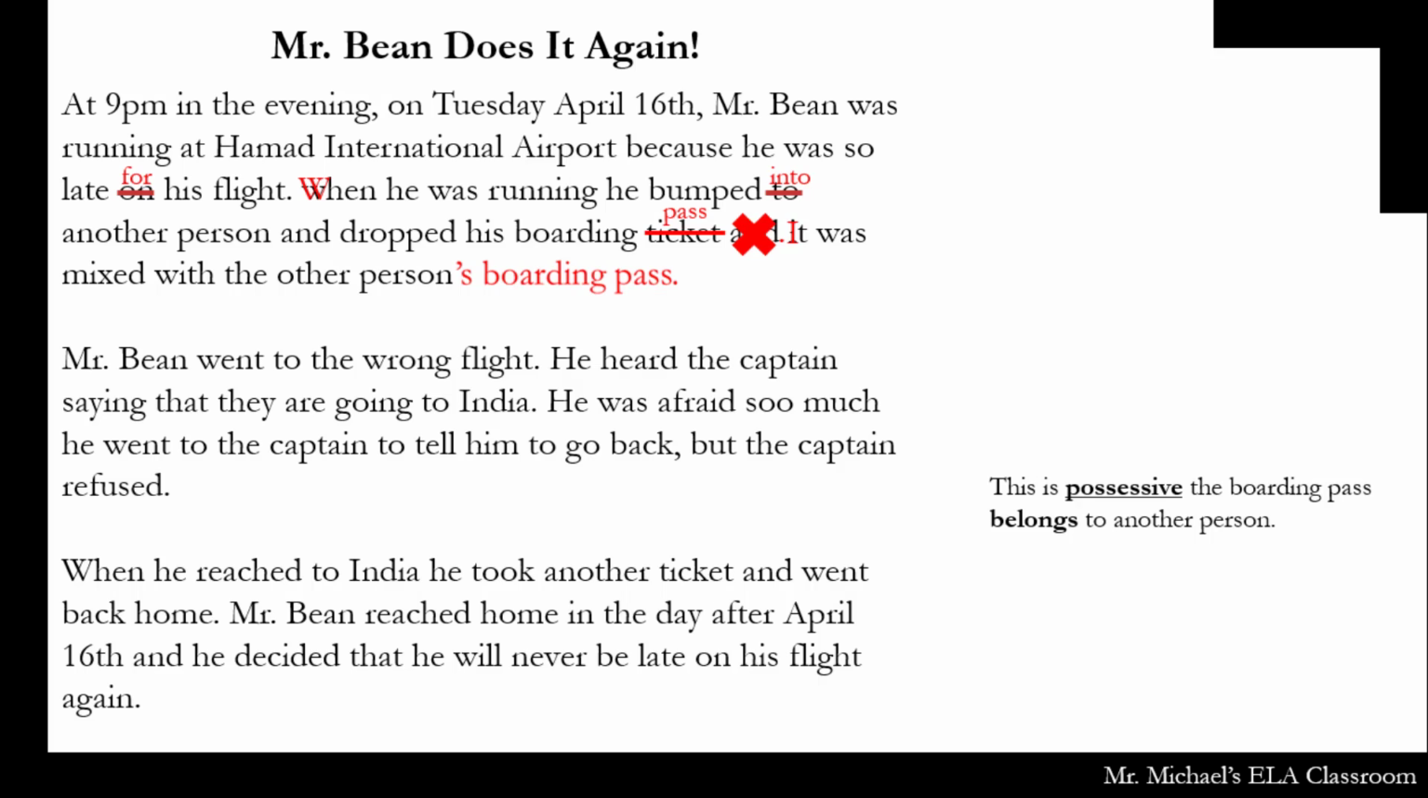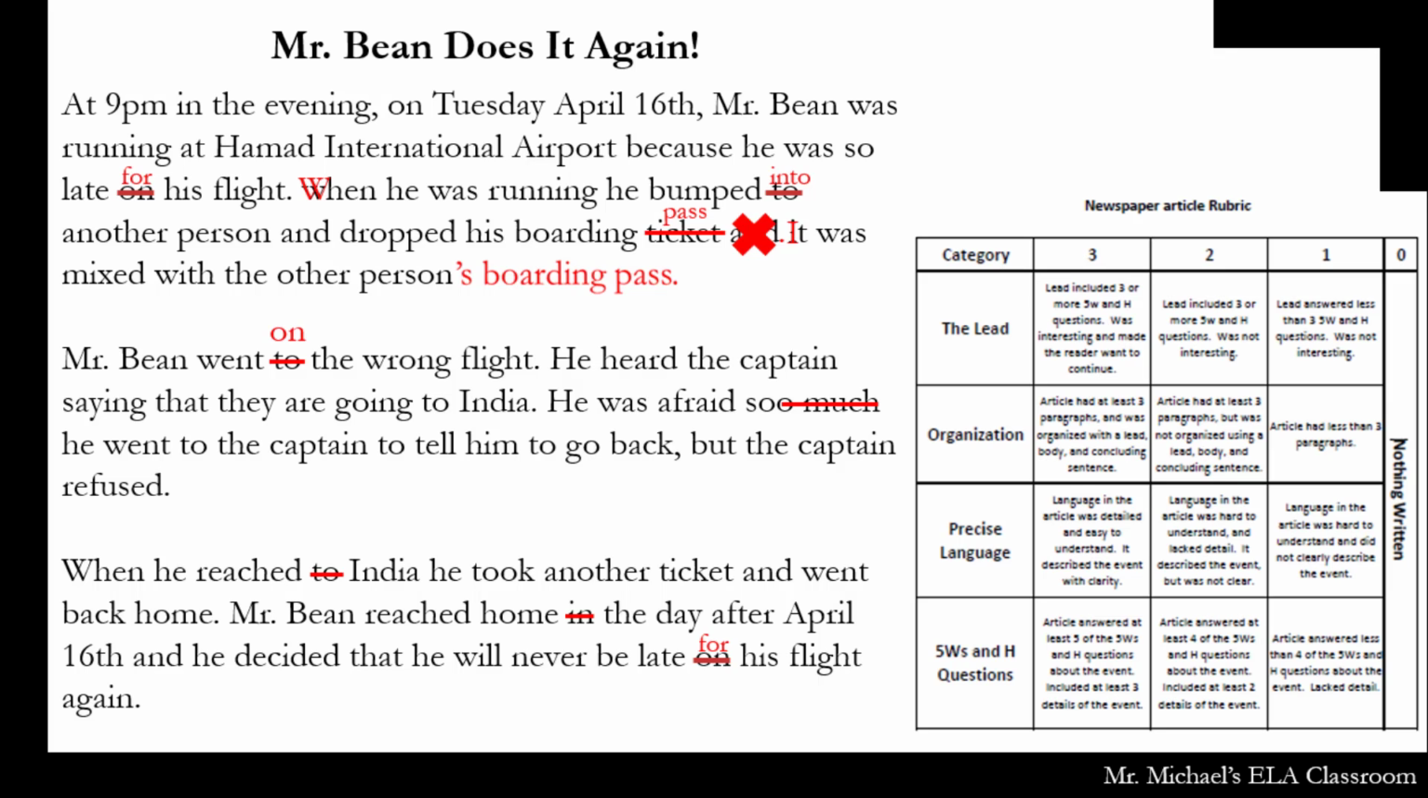And this is possessive, the other person's boarding pass. So it belongs to the other person. Whose boarding pass is it? It is this person's. So again, a little word change. Added a little extra there. So just some word changes and removals.